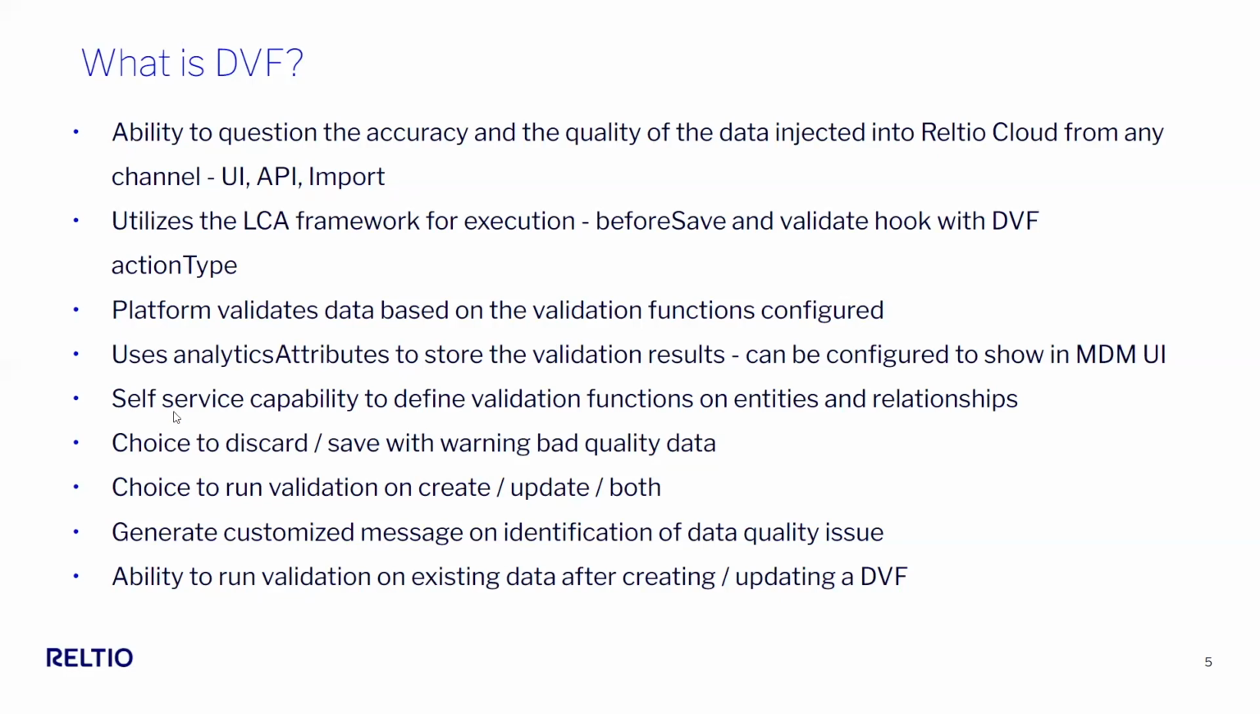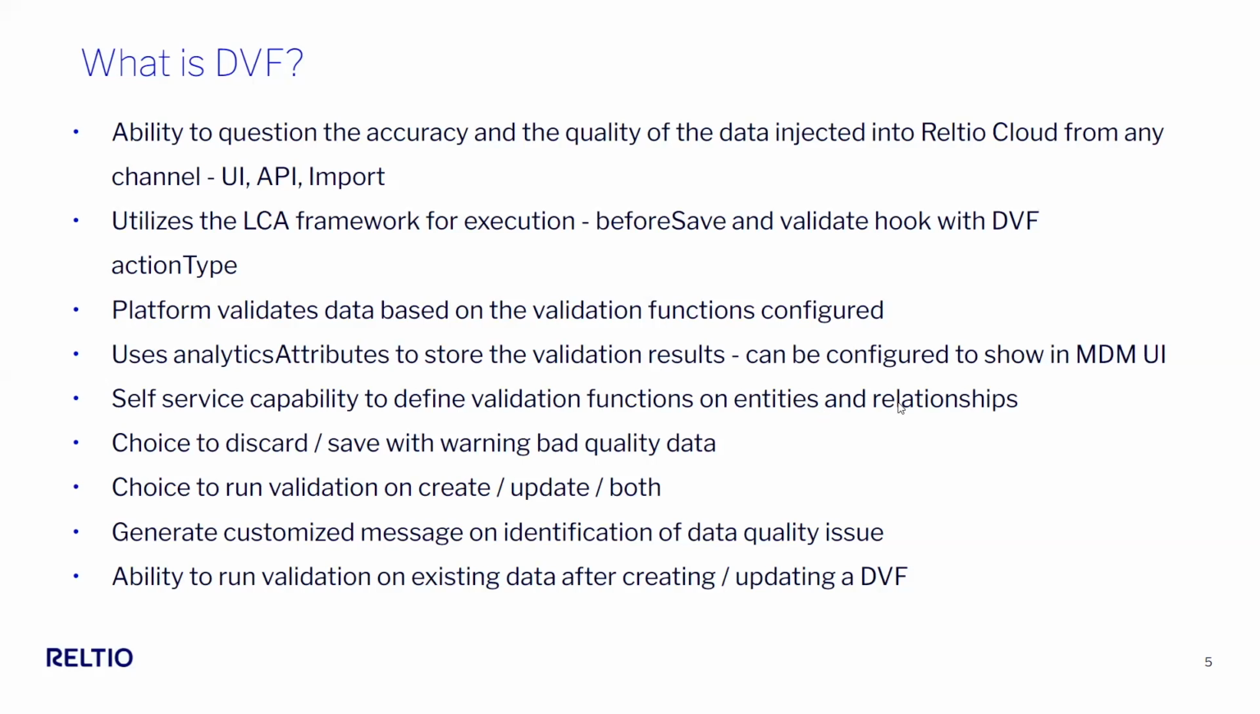We have pretty functional, quite mature self-service capability that lets you create the data validation functions currently supported on the platform. So you don't really have to use the APIs to create these validation functions. You can use the self-service capability in the data modeler in console. And until the previous release, which is 23.2, we did not support validation on relationships.